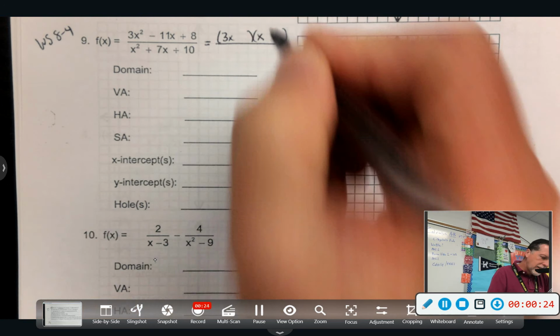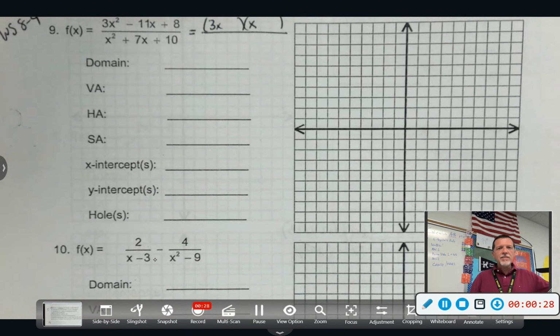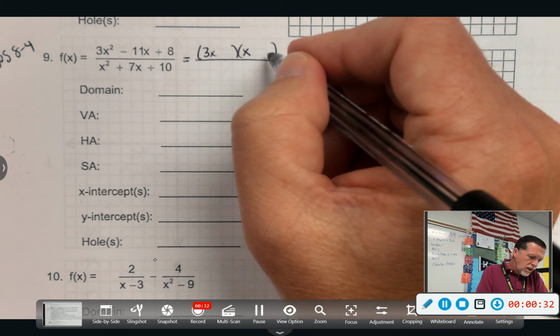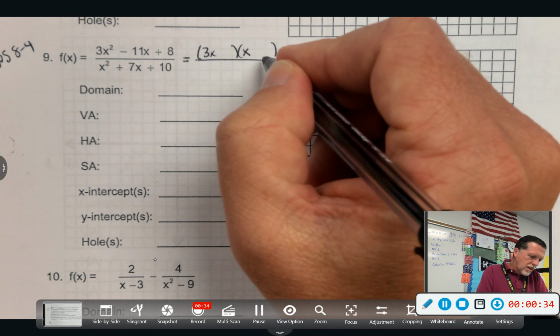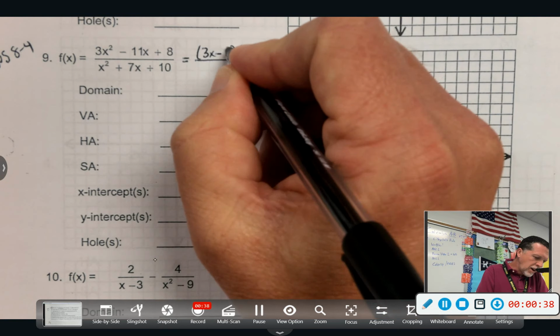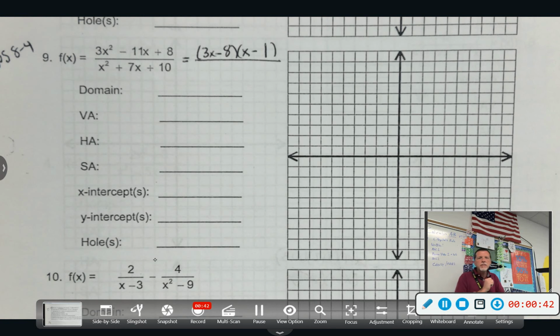3x and x. Got to get to 8 and got to get to 11. So 2 times 4, maybe. Let's see, they're both minus. No, 8 and 3 is 11. So 8 and 1 is 8. Negative 8, negative 3 make negative 11. Okay. 3x minus 8, x minus 1.